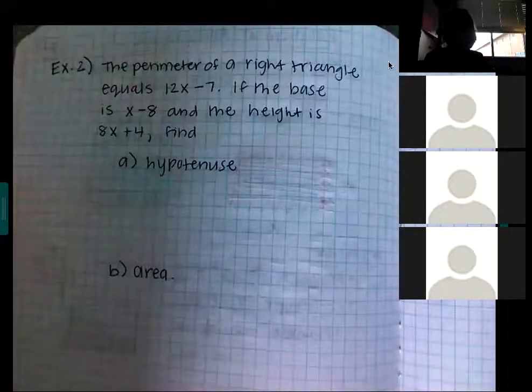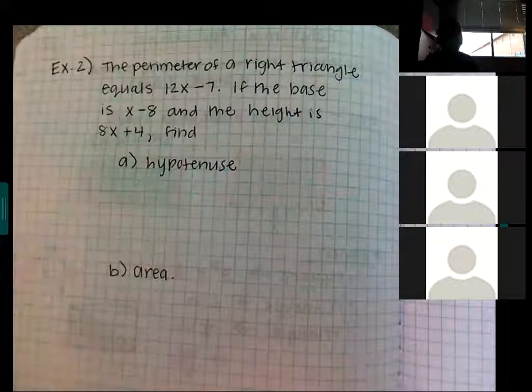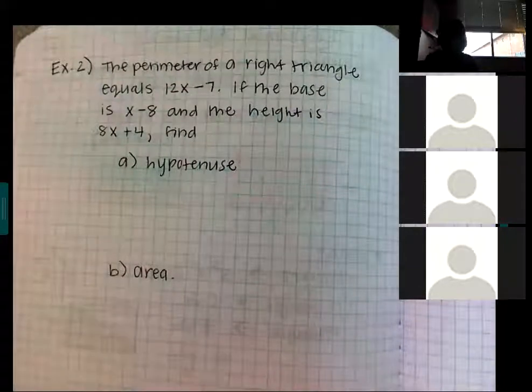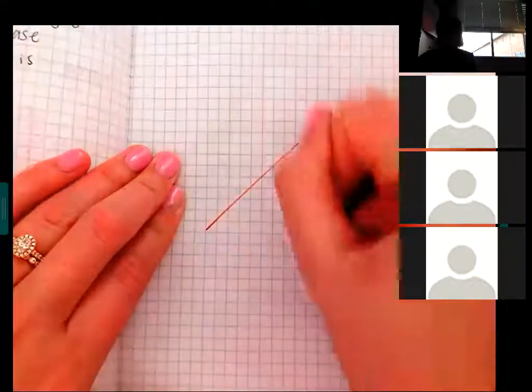So let's review. What is a hypotenuse? Y'all know what a hypotenuse is? Y'all have never seen this little, it's like a math meme.